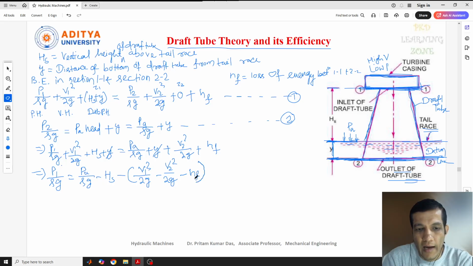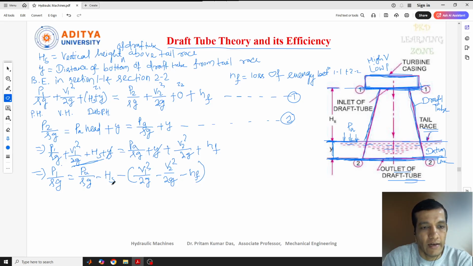I have written this directly, omitting one step. If I want to write one more step, I take this value to the right-hand side as minus, and these two terms come to this side.